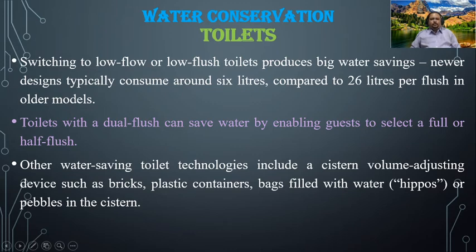Toilets with a dual flush can save water by enabling guests to select a full or half flush. Other water-saving toilet technologies include a cistern volume adjusting device such as a big plastic container, bags filled with water, that is hippos, or pebbles in the cistern.